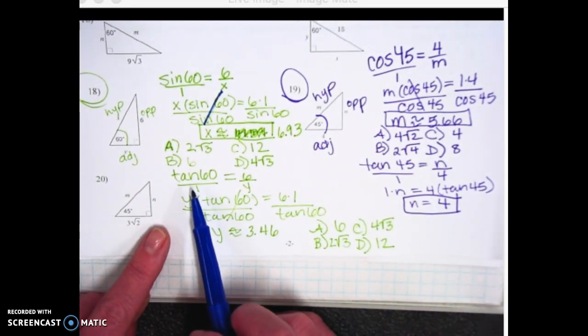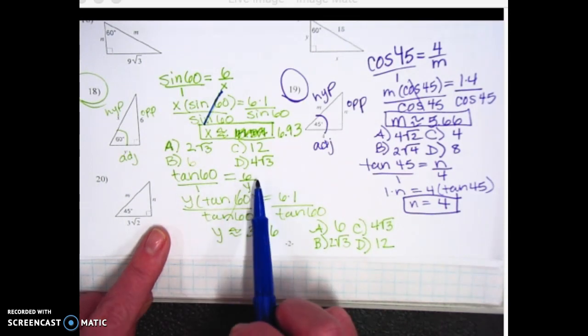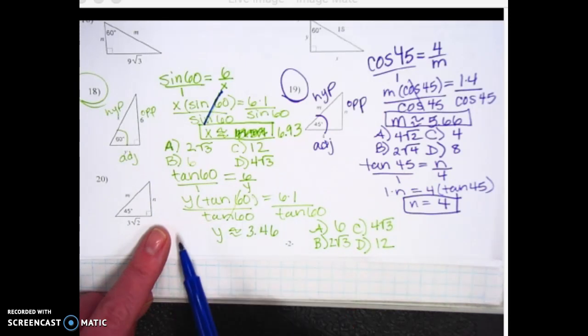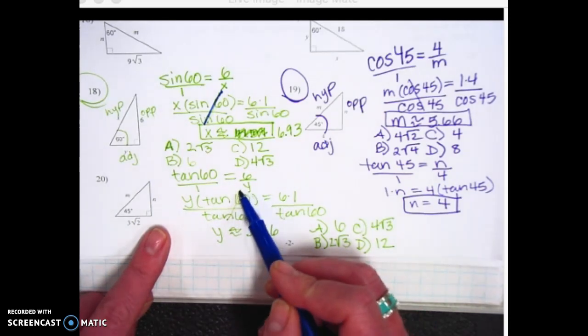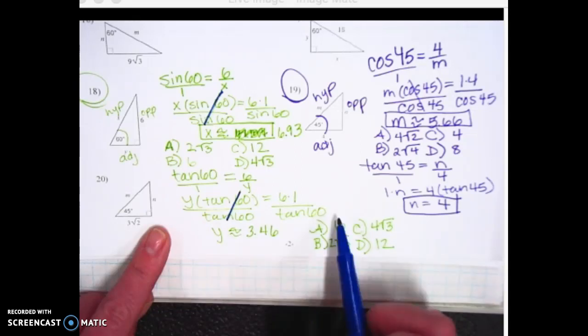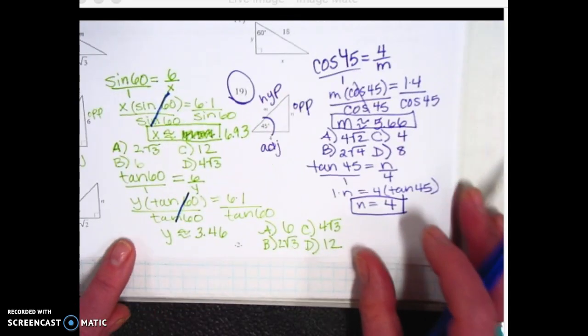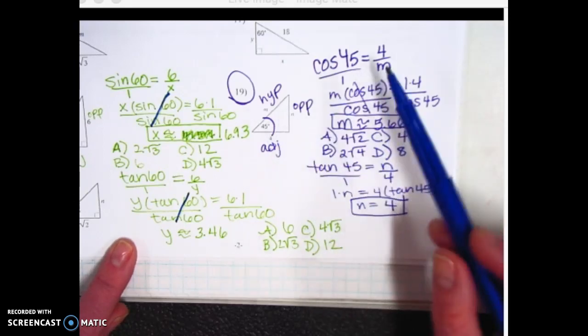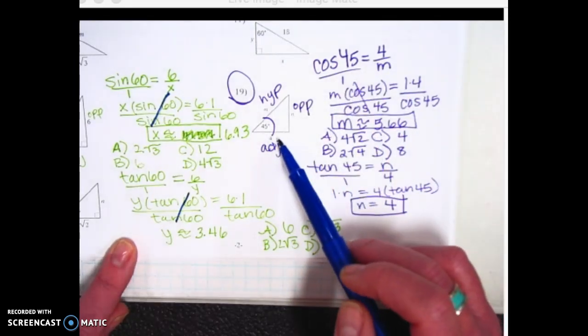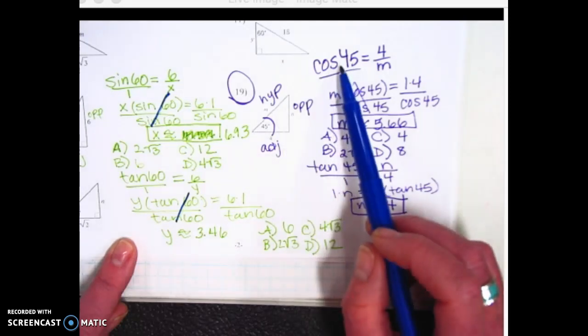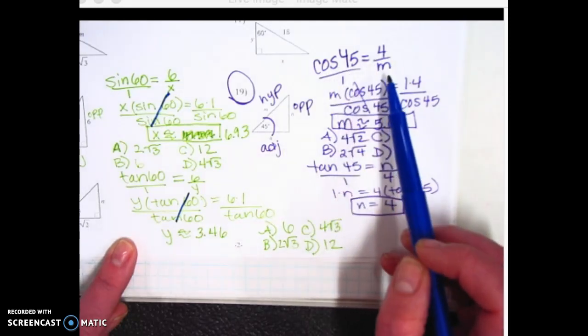Now then I need to solve for y. So I use tangent, which is opposite over adjacent. Created my proportion, did the cross product, divided by the tangent of 60, got a decimal. So checked my answers to see which one it was. Number 19. To solve for m first, I use the cosine, which is adjacent over hypotenuse.